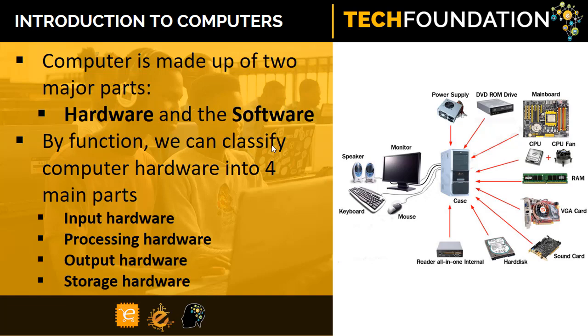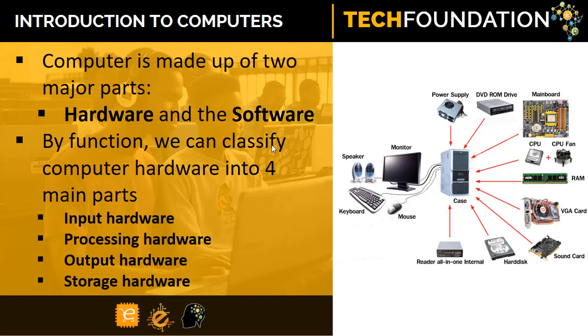By function, we can classify computer hardware into 4 main parts. We have the input hardware or devices, processing hardware or devices, output hardware or devices, and storage hardware or devices. Now, some devices can have multiple functions. For example, modern photocopier machines can scan as input devices and also print as output devices.